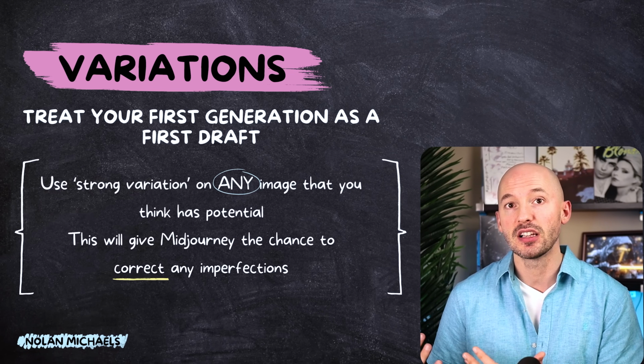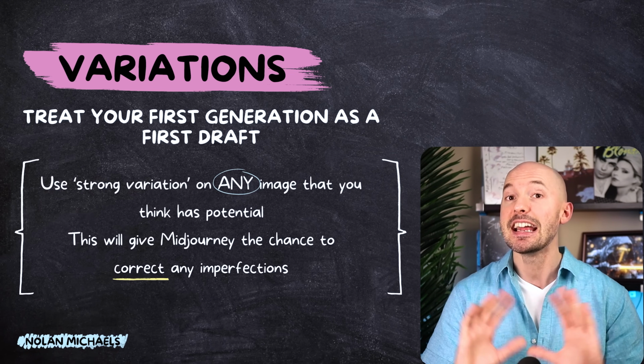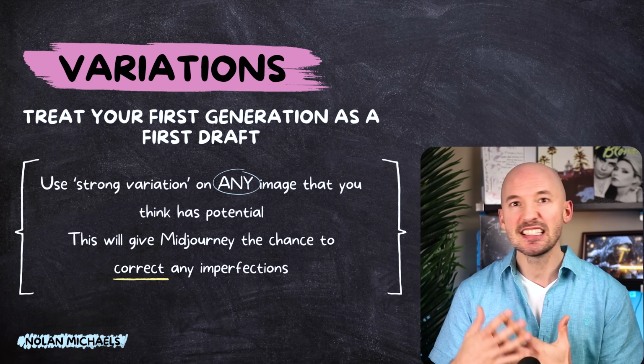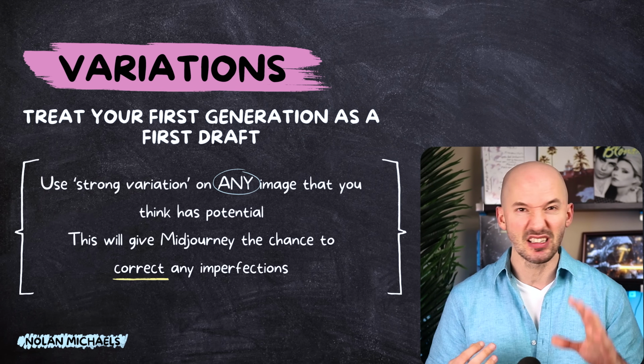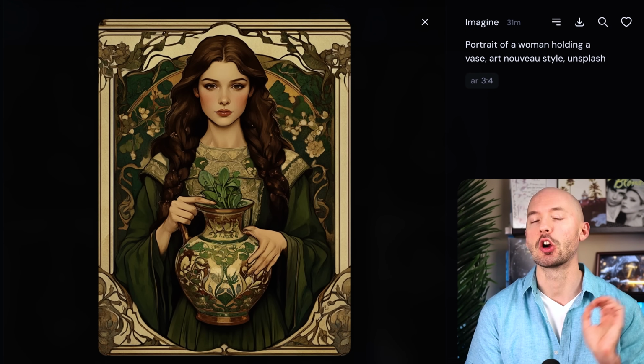So one of my philosophies is that you should treat your initial generation as a first draft. And any image that you think has potential, click strong variation on it. This is a practical solution when you have something like messed up hands. You're going to get that a lot with AI. And strong variation is one way to allow Midjourney to course correct itself and alter what went wrong with the first picture. Like here, we have a portrait of a woman holding a vase in an Art Nouveau style.